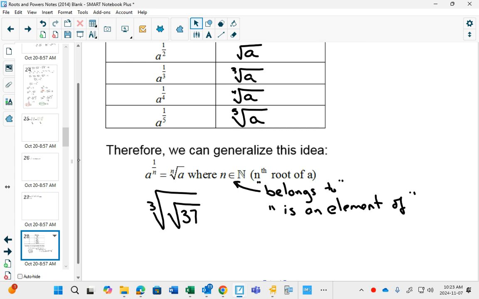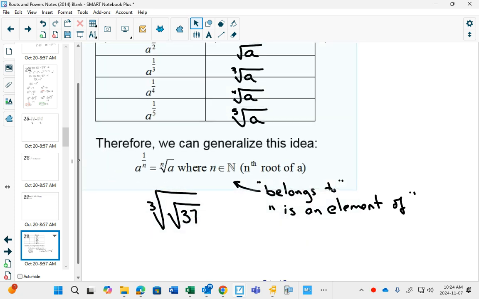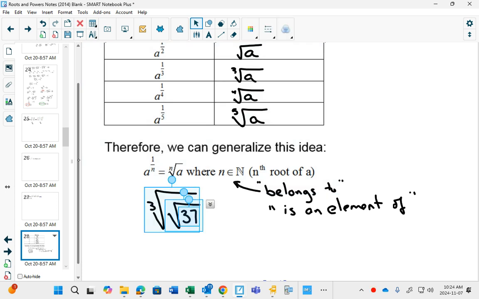But we're only talking about n as natural numbers. So we're not going to have a 1/3 root or anything like that. We're just talking about third root, fourth root, fifth root, sixth root, seventh root, and so on. So that's what that n element of N stands for. Good question. Okay, we're going to play around with this. Wow, not that. We'll play around with this part.